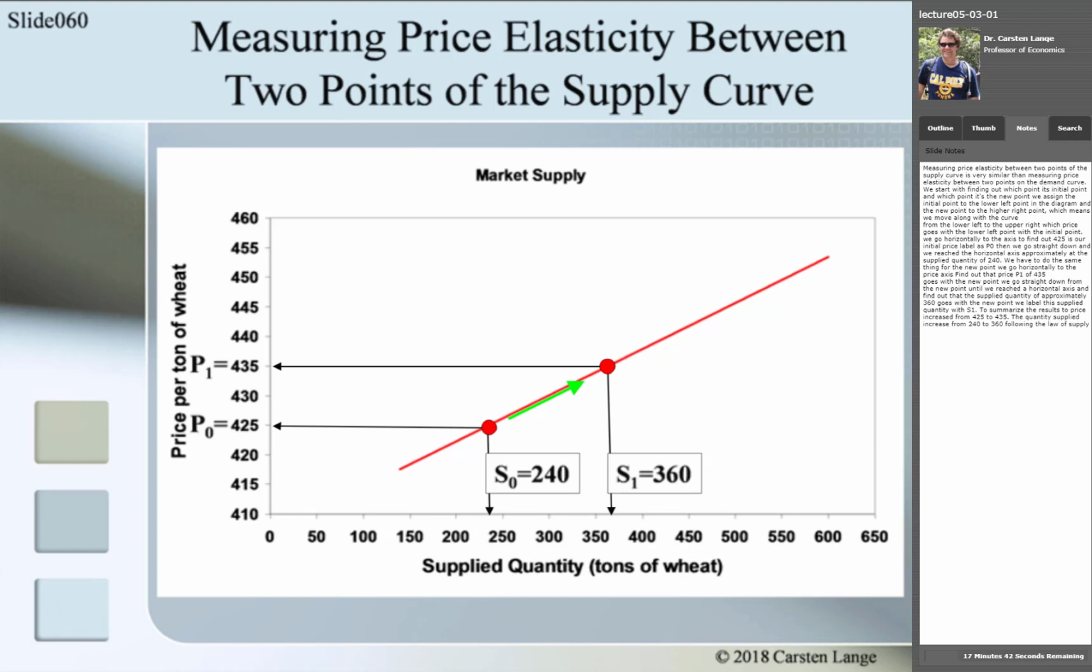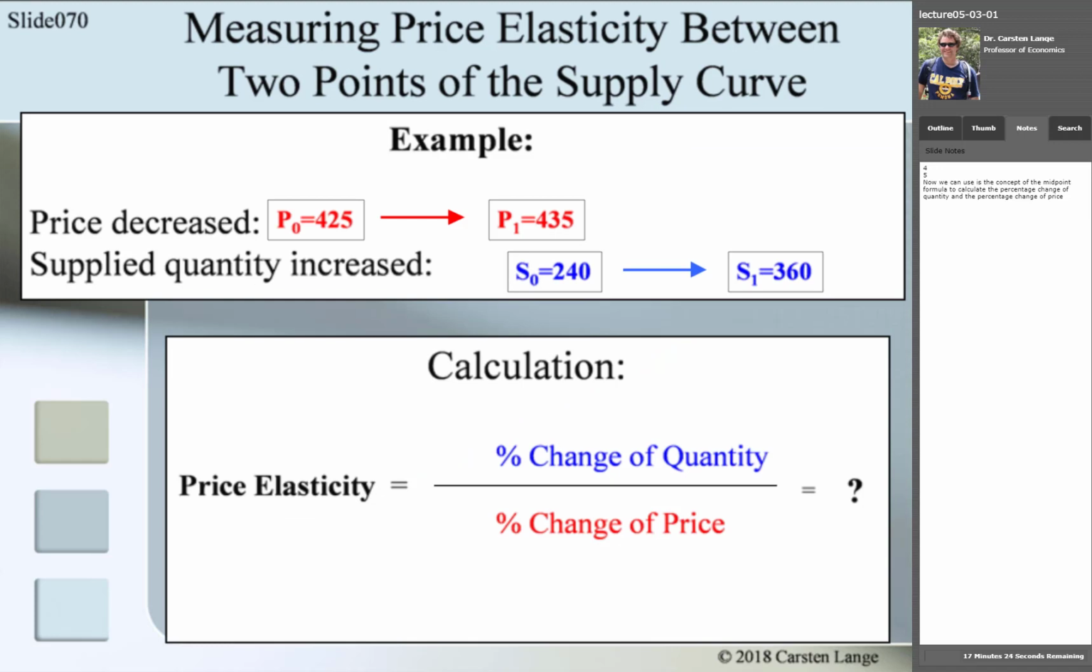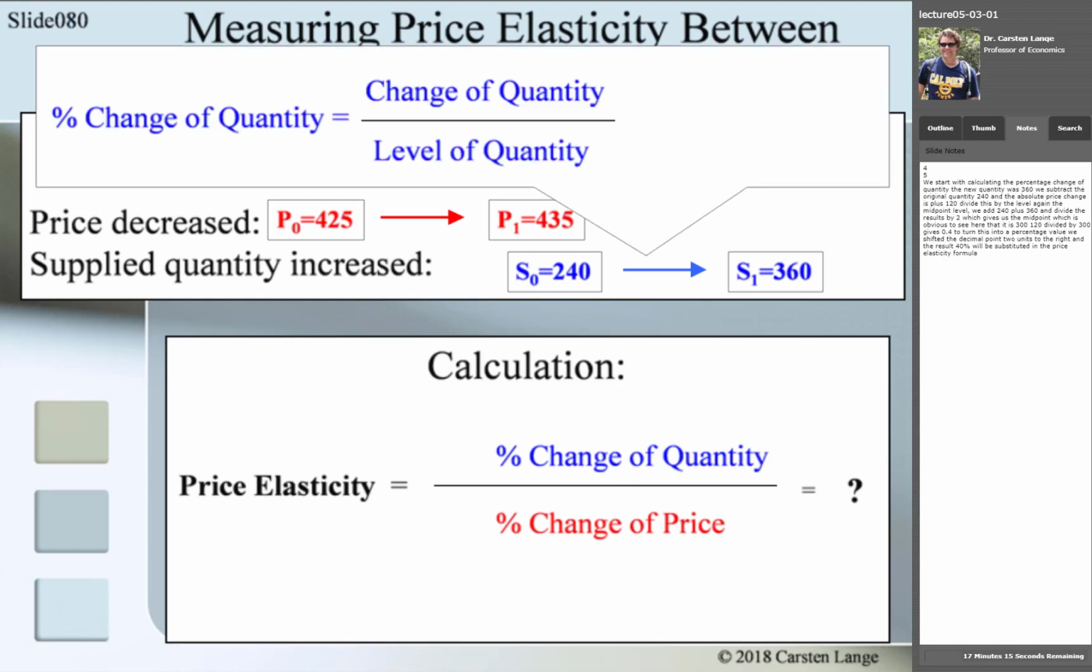To summarize the results, the price increased from 425 to 435. The quantity supplied increased from 240 to 360, following the law of supply. Now we can use the concept of the midpoint formula to calculate the percentage change of quantity and the percentage change of price. We start with calculating the percentage change of quantity.